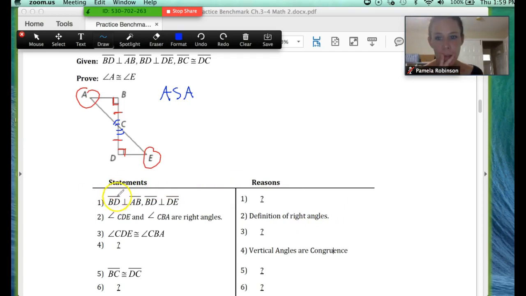Let's go here. The perpendiculars, that was given to us. We always start with the given. Then we go, angles CDE and CBA are right angles. It's just saying these two are right angles. Well, it was given that the perpendiculars meet at right angles. So we just state this: these are right angles by the definition of right angles. Two perpendicular lines meet at right angles. Okay, so we state that those two are right angles. Then we state that CDE, this angle, is congruent to CBA, this angle. Well, they're both right angles, so they're going to be congruent, right? All right angles are congruent.